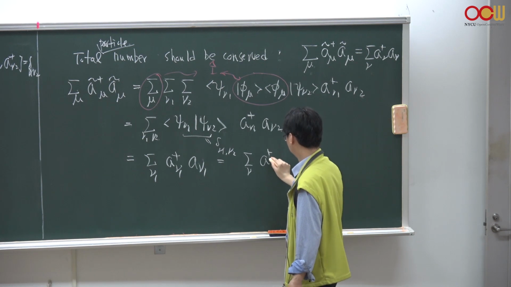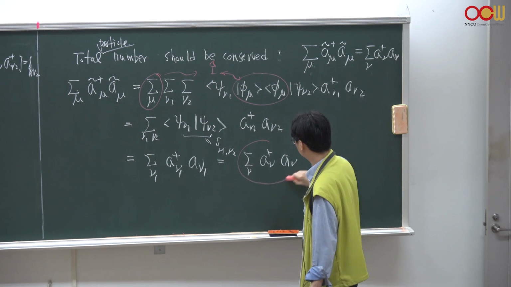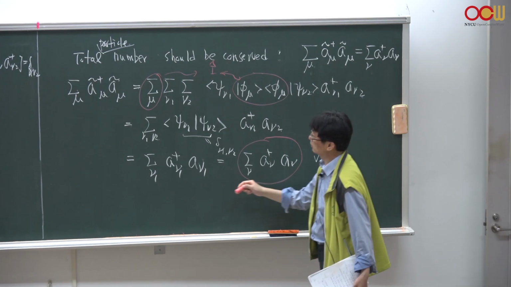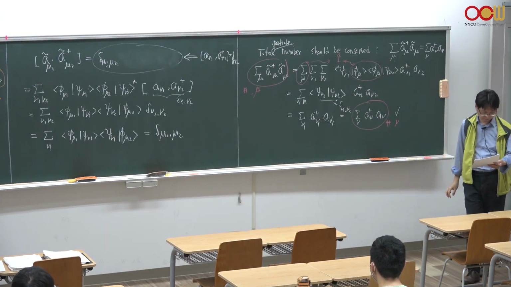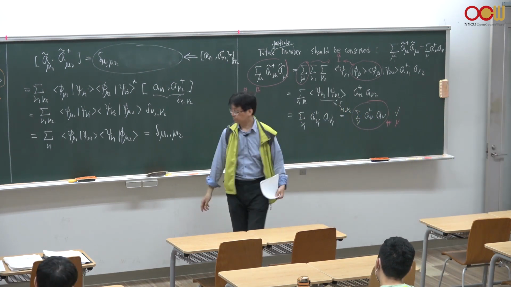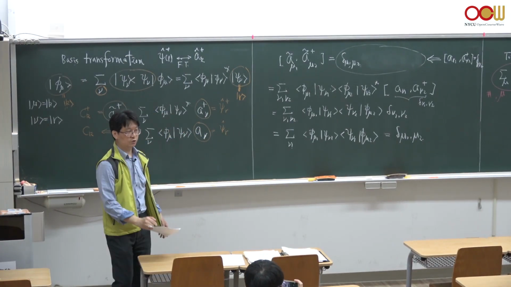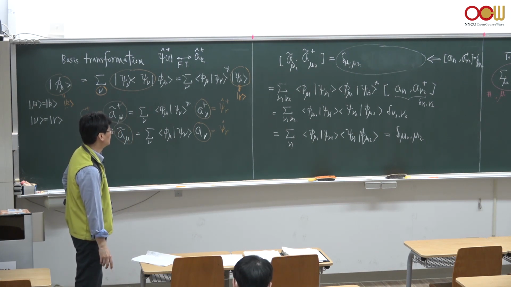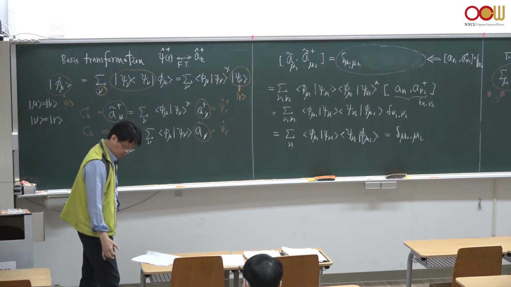Nu, a dagger nu, a nu. So checked, because this is the total number of particles in the nu basis, and this is the total number of particles in the mu basis. So they should be identical, and they are indeed identical. That's precisely because of this Fourier transformation. It's kind of an orthonormal transformation, kind of a coordinate transformation, so that all the nice properties in one space hold in another space. Okay, good. So let's take a short break.